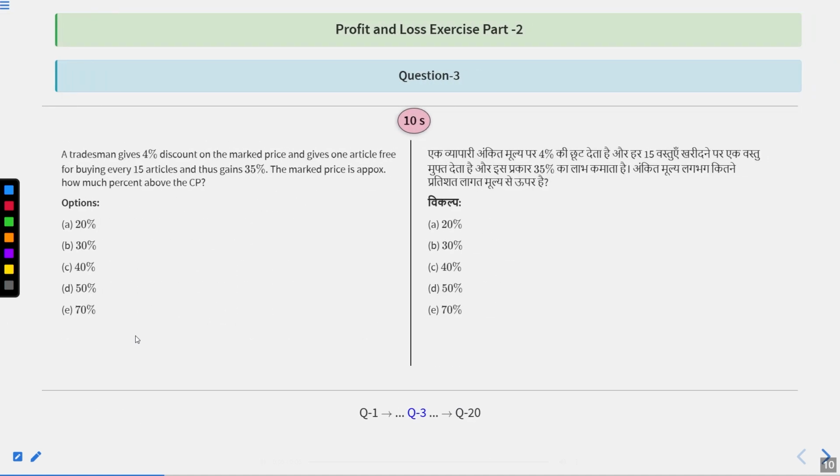Clear? Next one. A tradesman gives 4% discount on mark price and gives one article free for buying every 15 articles, and thus gains 35%. The mark price is approximately how much percent above the CP? You have 5 options and 10 seconds to analyze the question. Your time starts now.